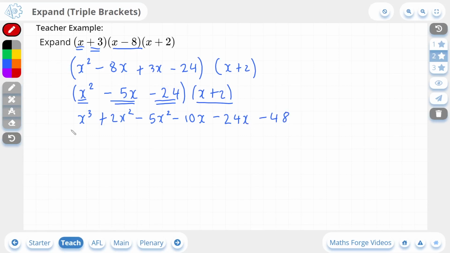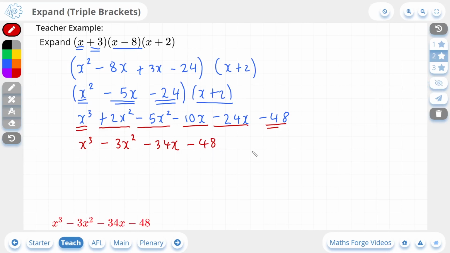If we go ahead and collect like terms, we have a single x cubed, so that's just going to stay as it is. We're going to have plus 2x squared minus 5x squared, which is going to leave us with minus 3x squared. Then we have minus 10x and minus 24x, so that's going to give us minus 34x. And finally, minus 48 sitting on its own with no other numbers to simplify it. So this should be our final answer in its simplest form. And if we check our answer, there it is. We have an x cubed, minus 3x squared, minus 34x, and a minus 48.